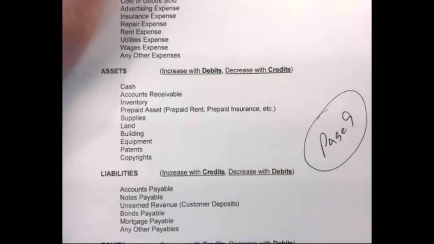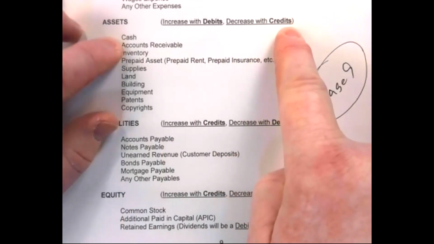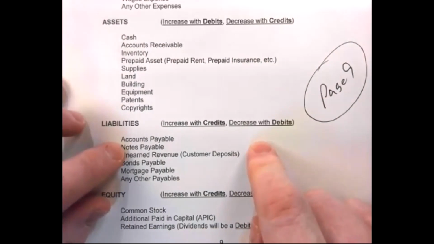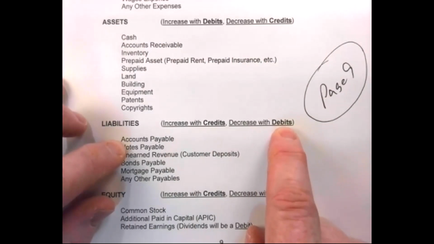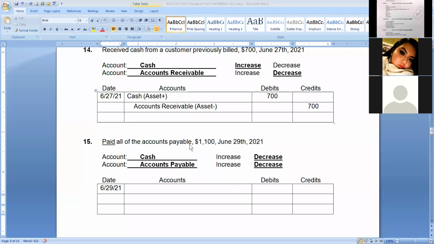Let's go to this thing. Okay, so cash is decreasing. Cash will be the credit. Accounts payable is also decreasing, so it'll be a debit. So accounts payable will be the debit, it's going down. Cash is an asset, and it's also going down.